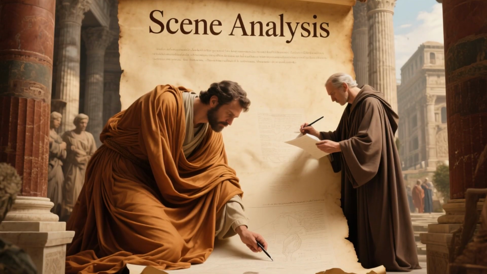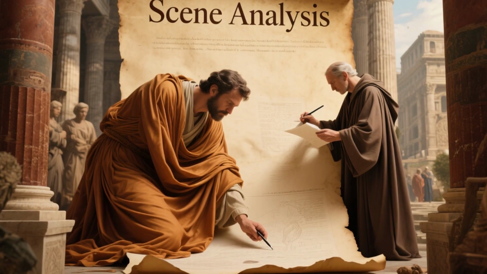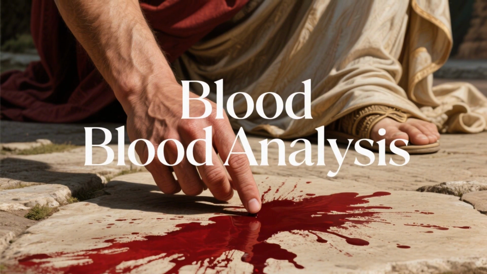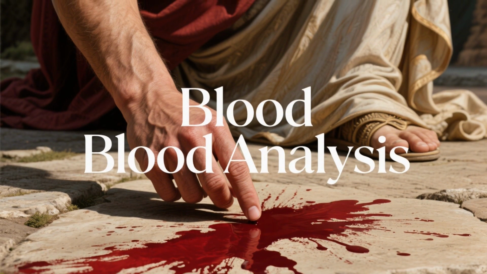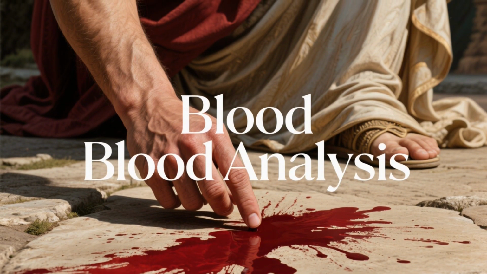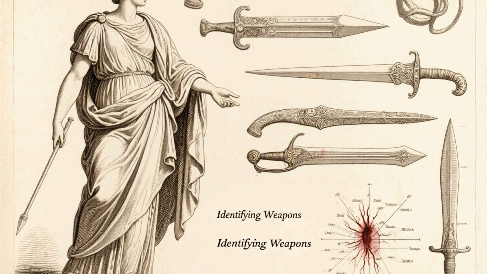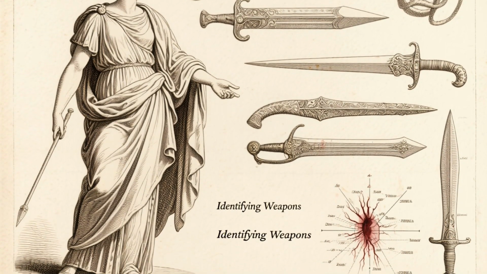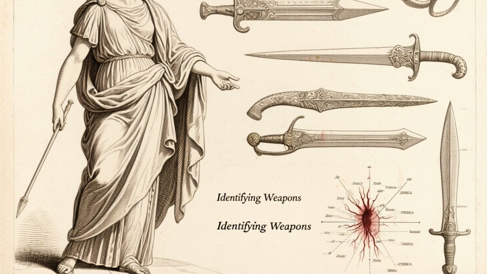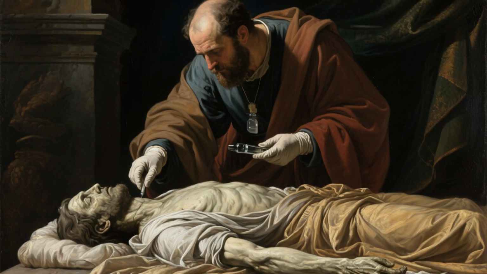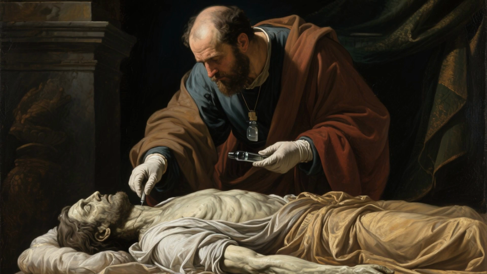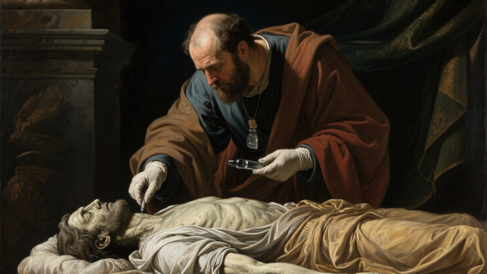Scene analysis. Everything that happens at the scene is written down. Blood analysis. The bloodstains are looked at to see which way they go and how much there is. Identifying weapons. The size and shape of the wound tell you what kind of weapon was used. Determining the time of death. The state of the body is used to figure out when the person died.